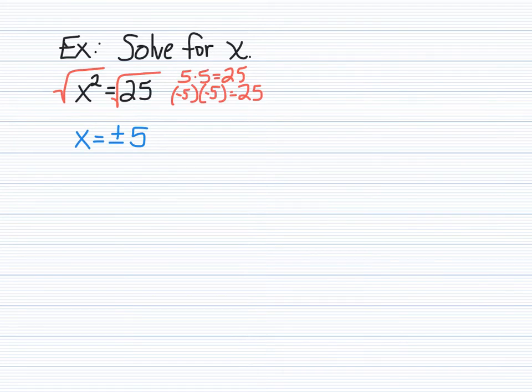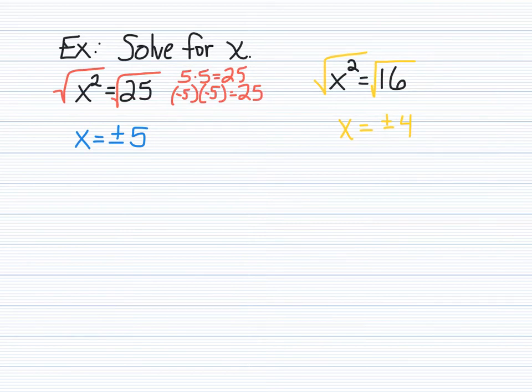Okay, let's look at another one. So if we have x squared equals 16, to solve for that, to undo the squaring, I'm going to square root. And x equals, well, the square root of 16 is 4, but plus and minus 4, because negative 4 times negative 4 is also positive 16.